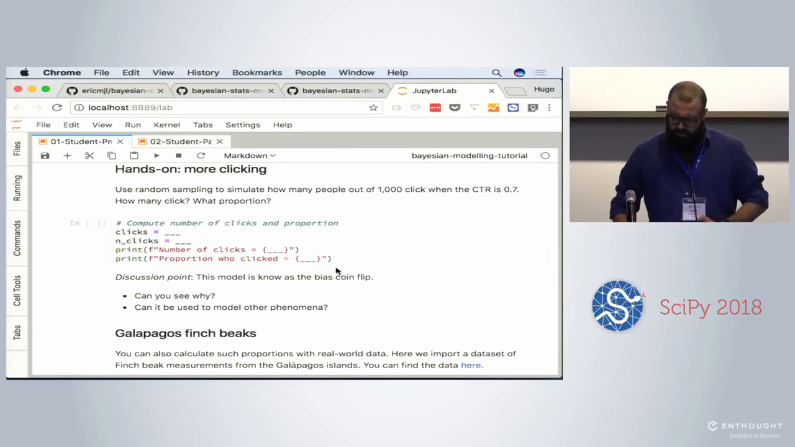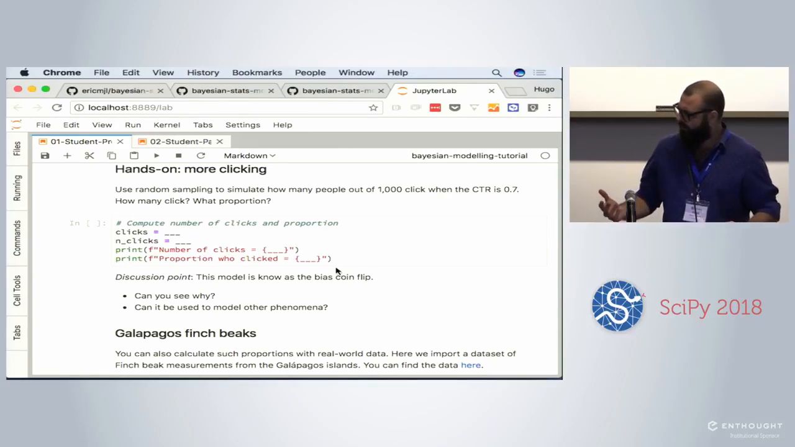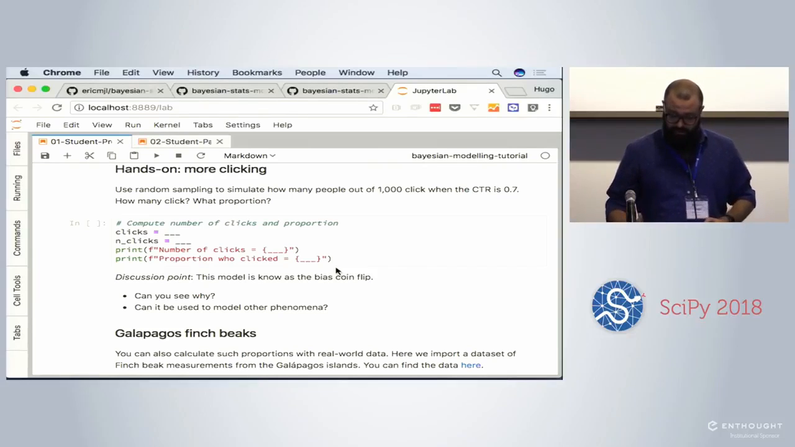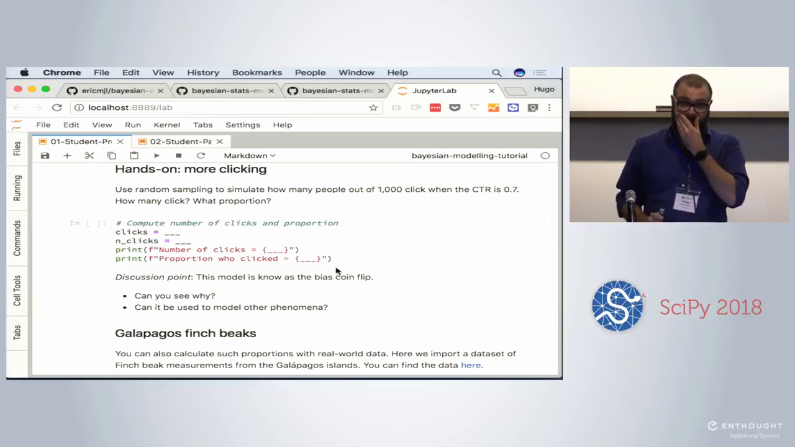Having said all of that, let's just get you all working. Very briefly, take 5 minutes to answer this question and write the code to do so. It's pretty similar to the code that we've just written. I want you to use random sampling to simulate how many people out of 1,000 click when the CTR is 0.7. So how many click, and what's the proportion? Let's try to get this done in 3 to 4 minutes, maybe 5. When you've completed it, put up your blue sticky on your laptop. And if you have any questions, put up the red one.